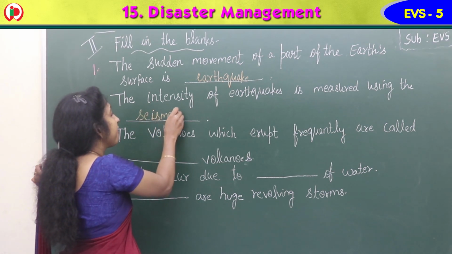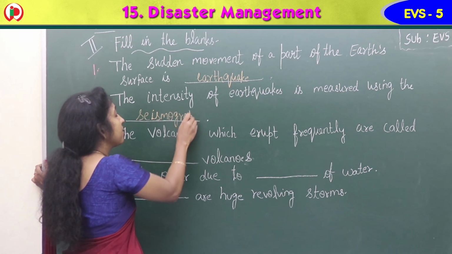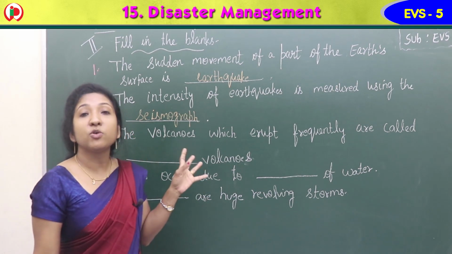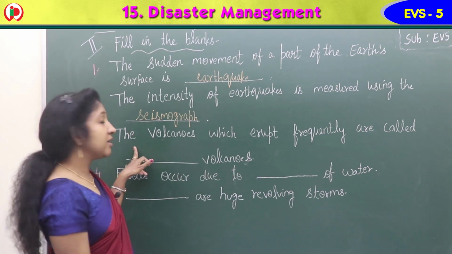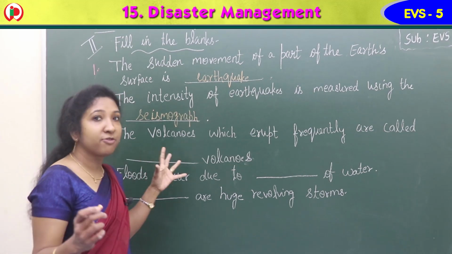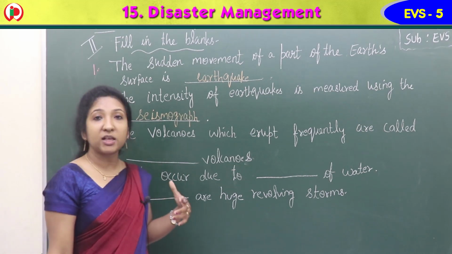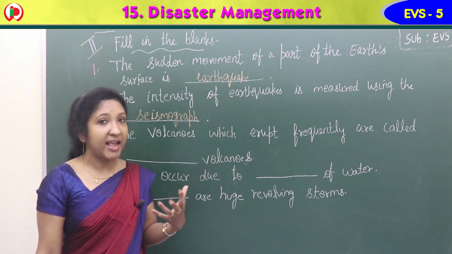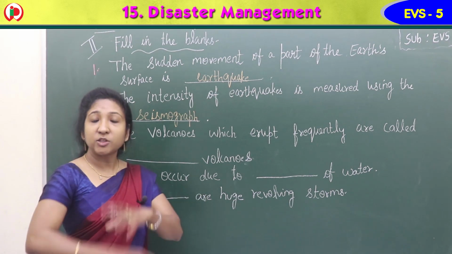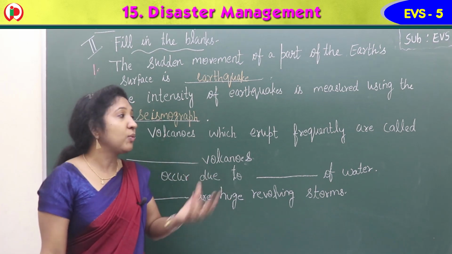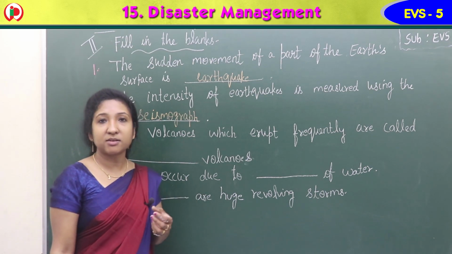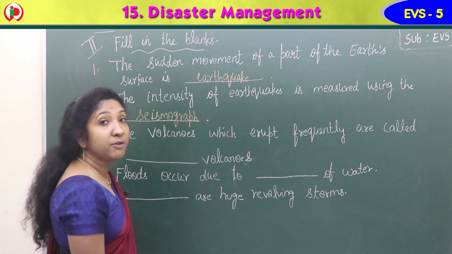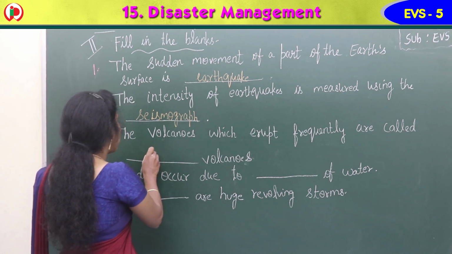S-E-I-S-M-O, seismograph. G-R-A-P-H. The intensity of earthquakes is measured using the seismograph. Third one, the volcanoes which erupt frequently are called dash volcanoes. We learned about 3 types of volcanoes: active, dormant and extinct. So which volcano is likely to erupt at any time, means frequently? Which volcano is highly dangerous? Yes, it is active volcanoes. So the volcanoes which erupt frequently are called active volcanoes.